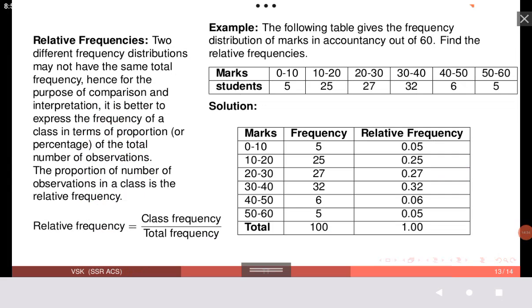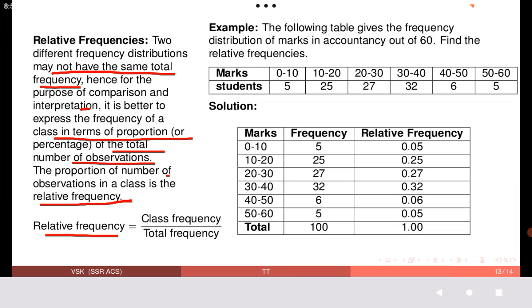Okay, so let me read this. What is written? Two different frequency distributions may not have the same total frequency. So this is showing the use of relative frequency. Hence, for the purpose of comparison and interpretation, it is better to express the frequency of a class in terms of proportion or percentage of the total number of observations. This proportion of the number of observations in a class is the relative frequency. How will we obtain this? Class relative frequency is class frequency divided by total frequency.